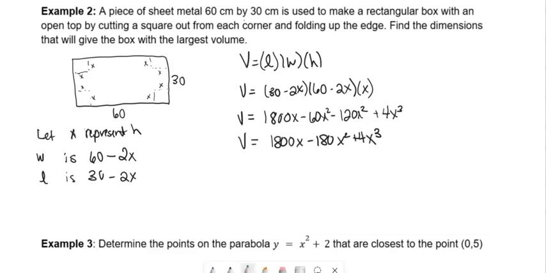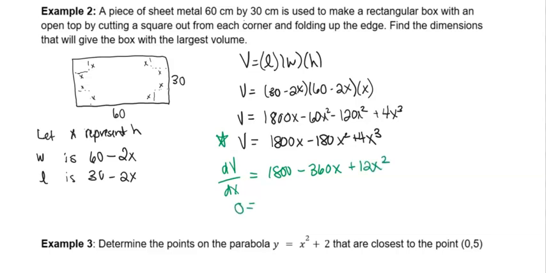And now I can take the derivative because I want to find the maximum. Sorry, 180 times 2. Set it equal to 0, and I can factor out that 12. 1800 divided by 12 is 150. Sorry, I needed the 0 there. So I got 150 here.